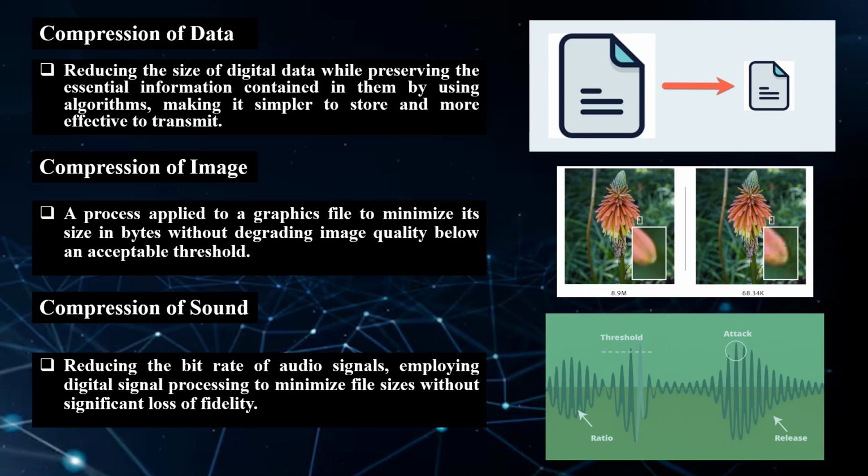Compression of image: a process applied to a graphics file to minimize its size in bits without degrading image quality below an acceptable threshold. Compression of sound: reducing the bit rate of audio signals, employing digital signal processing to minimize file sizes without significant loss of fidelity.